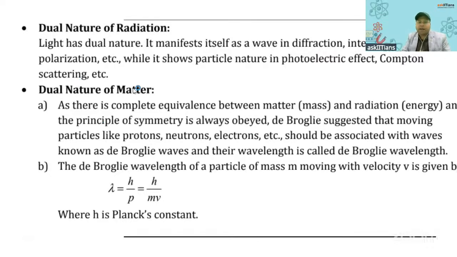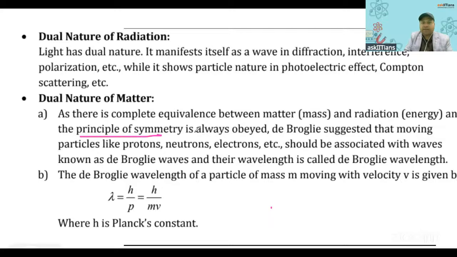Then we have the dual nature of matter, right? So matter also behaves as waves, that we have discussed. It comes from the principle of symmetry, right? De Broglie suggested that nature has symmetry. So as radiation can behave in two ways, radiation can behave as a wave also. How does light behave as a wave? We get to know this from the phenomenon of diffraction. Light shows diffraction, interference, polarization, right? So this shows that light behaves as a wave.